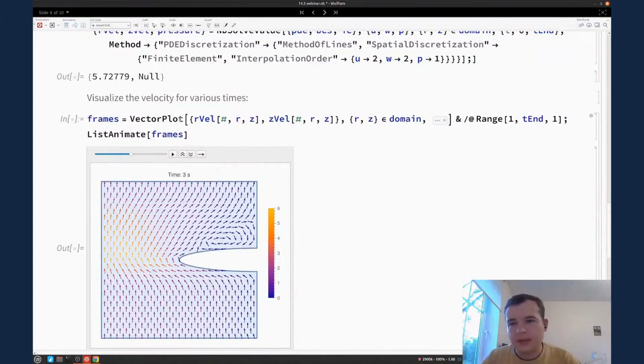Here we can see the solution plotted using the vector plots. So this is how the flow looks at various times. We can see a vortex that starts to appear in this part of the domain.